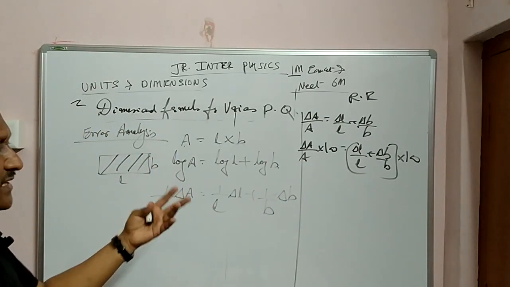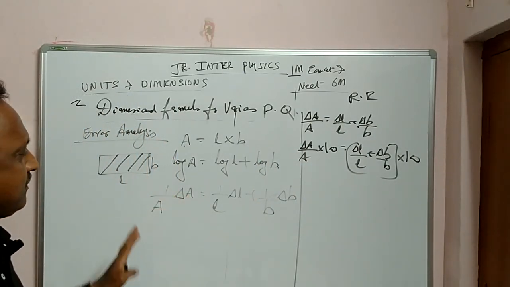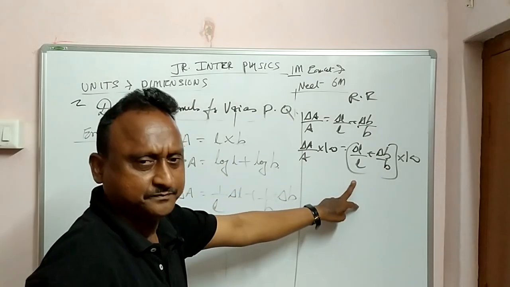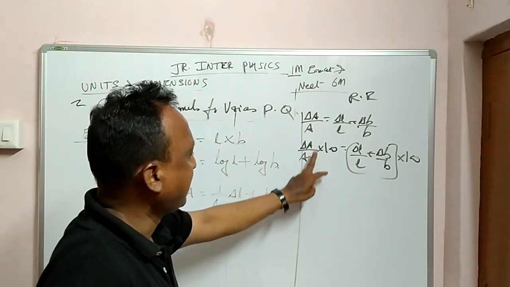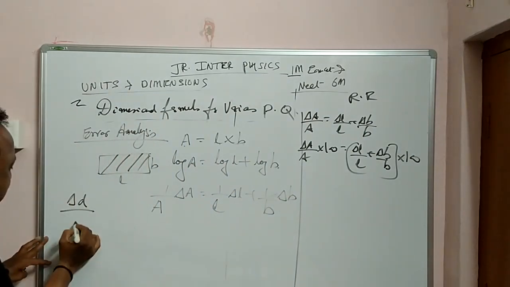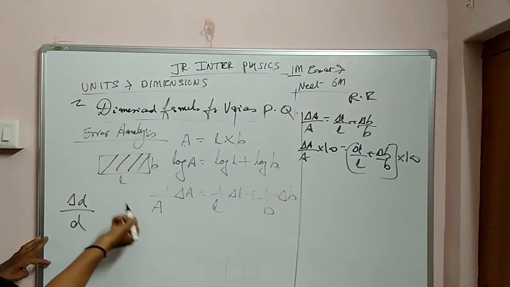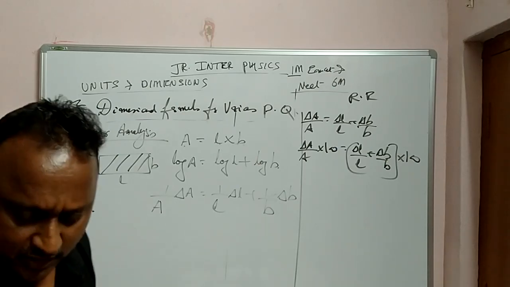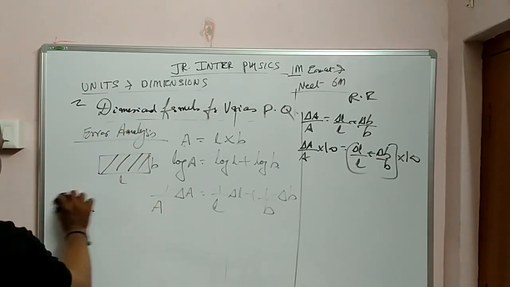In the same way, density, anything you can find out. For all the things, the formula is common. That is delta A by A for area. In the same way for density, delta D by D. Percentage means multiply with 100. For example, we will do a small numerical regarding this, then you can understand better.